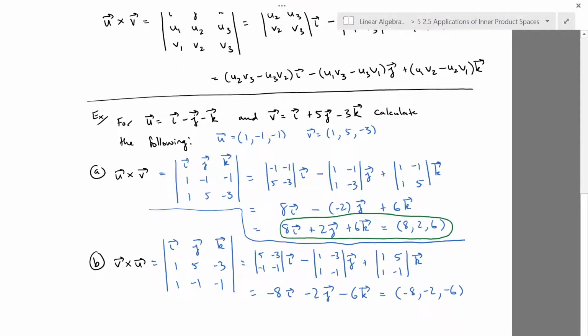Okay, so one thing you should note here is that u cross v is not the same thing as v cross u, right? So the cross product is not commutative. But you can see that v cross u is the negative of u cross v, right? So what this means is that the cross product is not commutative, but it's what's called anti-commutative.